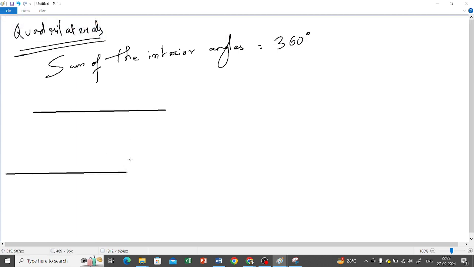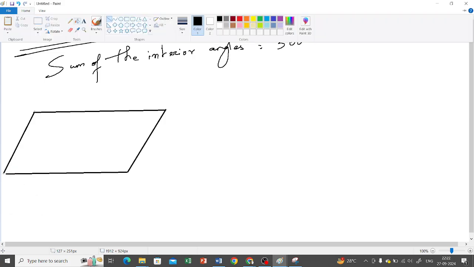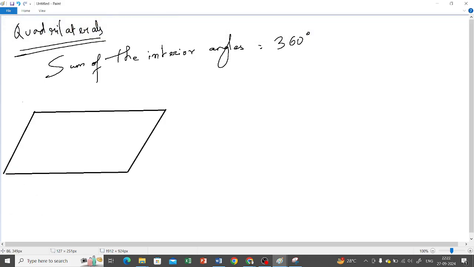What is a parallelogram, Shutama? It is a quadrilateral that has parallel sides. It bisects when it has equal bisector.